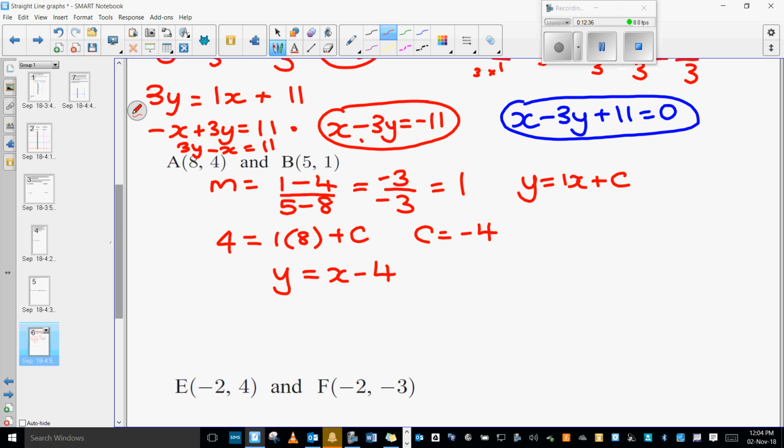Okay, so we don't need to deal with fractions, but we do need to make sure everything's on the same side. We need to put it in the right format.